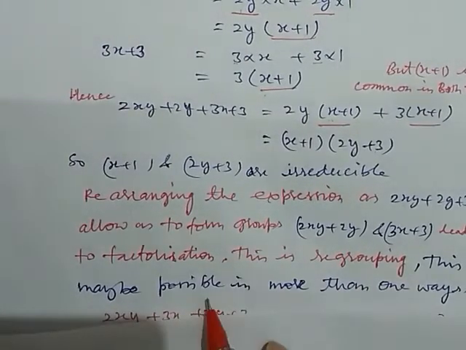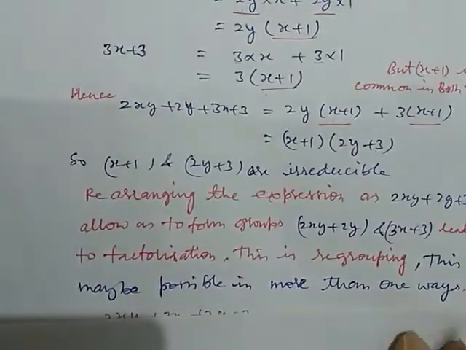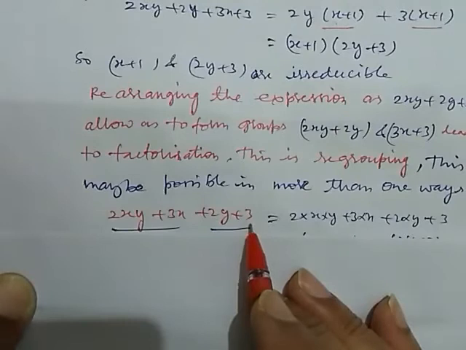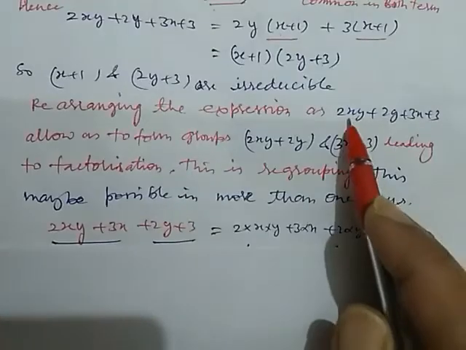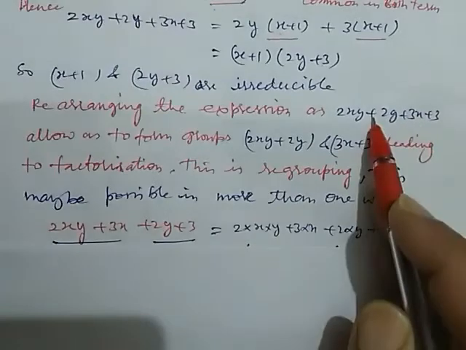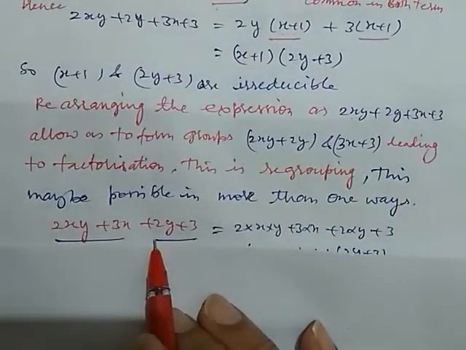This may be possible in more than one way. So we take one more way how we can group them. Here 2xy plus 3x plus 2y plus 3. Now we change from 2xy plus 2y plus 3x plus 3 to putting 3x here and 2y here, and this is another way of grouping them.